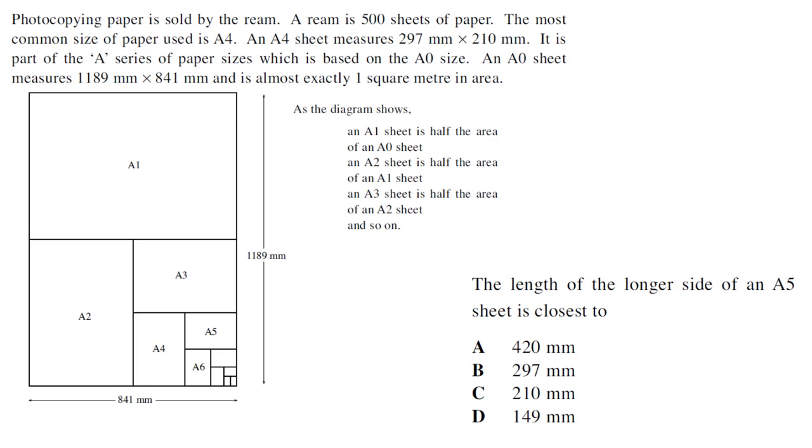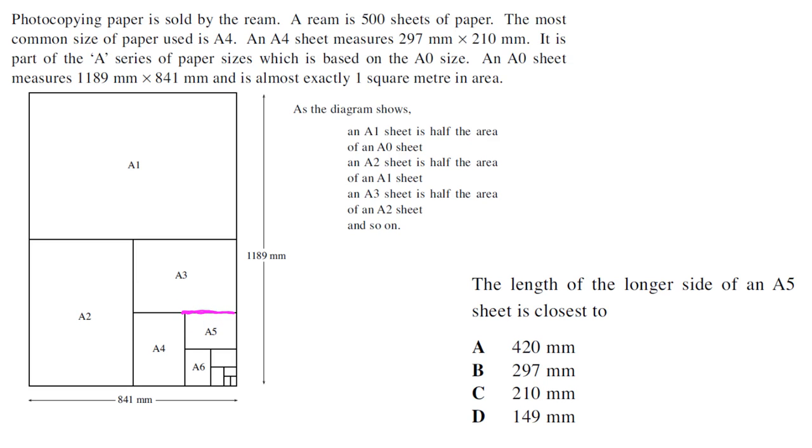The length of the longest side of an A5 sheet is closer to 420, 297, 210, or 149mm. Let's go and understand our large diagram and its implications for the rest of the smaller sheets. We're looking for the long side of an A5 sheet. Let's show that on our diagram here.